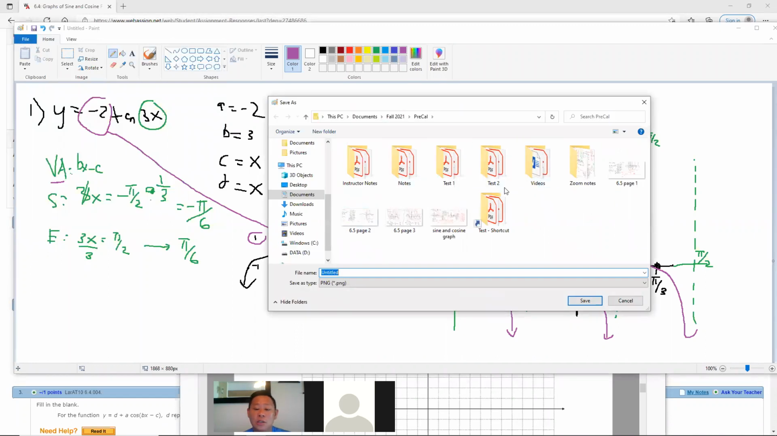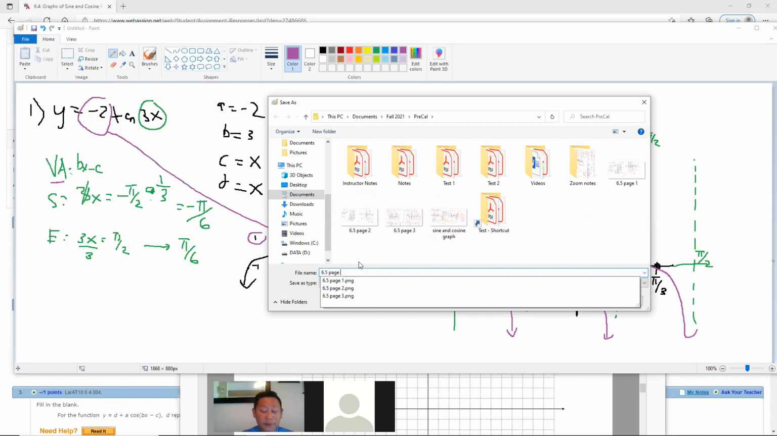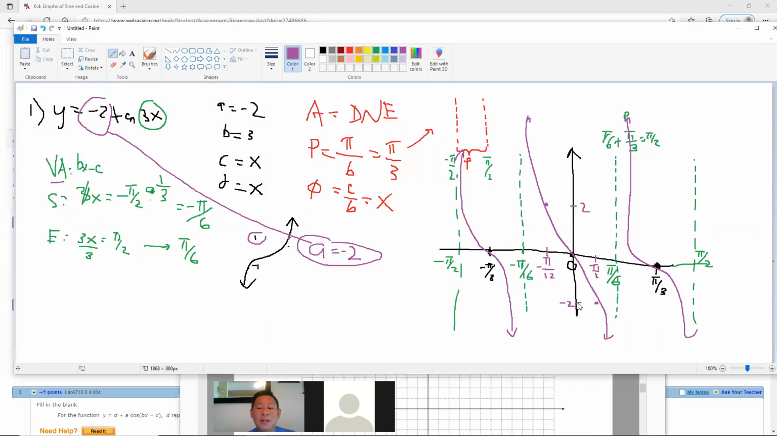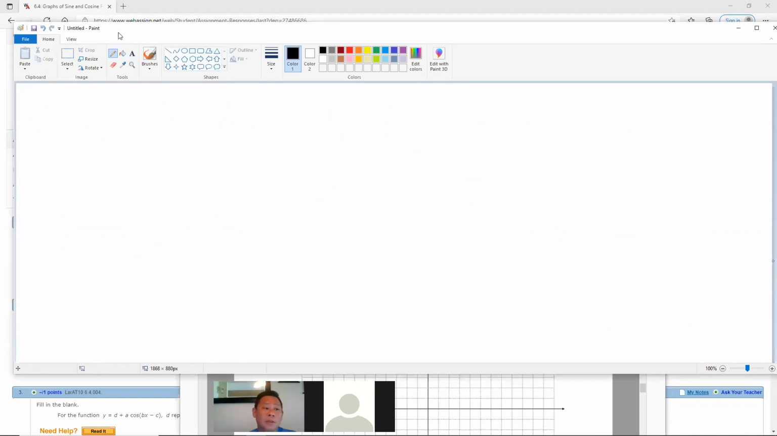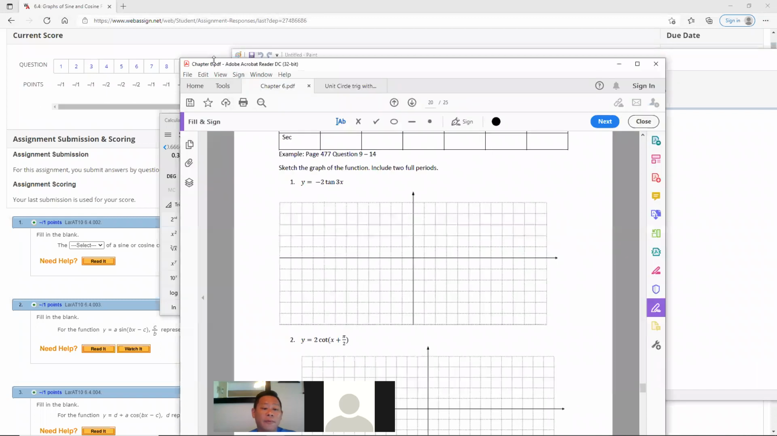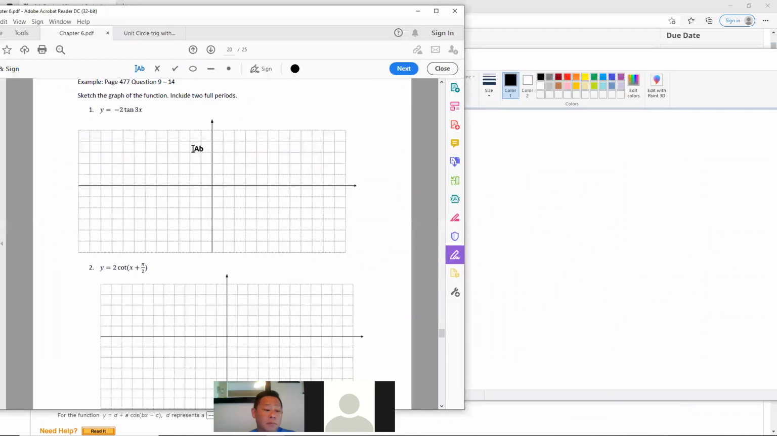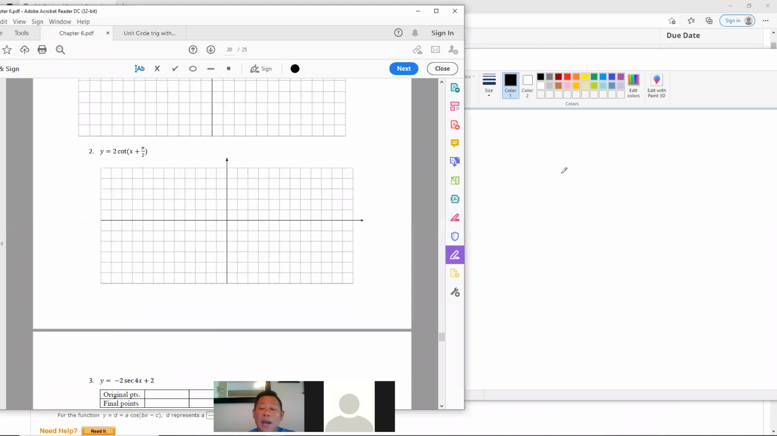Anyone have any questions for me with the tangent graph? Which is a bit less work than the other type of graph. So this is how we do the first one. Then we do the cotangent graph.